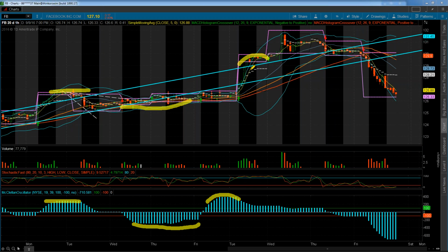Yep, makes sense. McClellan oscillators tend to be extremely powerful indicators over longer terms. In other words, 4-hour charts, daily charts, weekly charts. In a weekly chart, if I see a McClellan oscillator down at minus 600, which never happens, by the way, just so you know, the McClellan oscillators are amplified when the time frame is shorter. You understand that part, right?